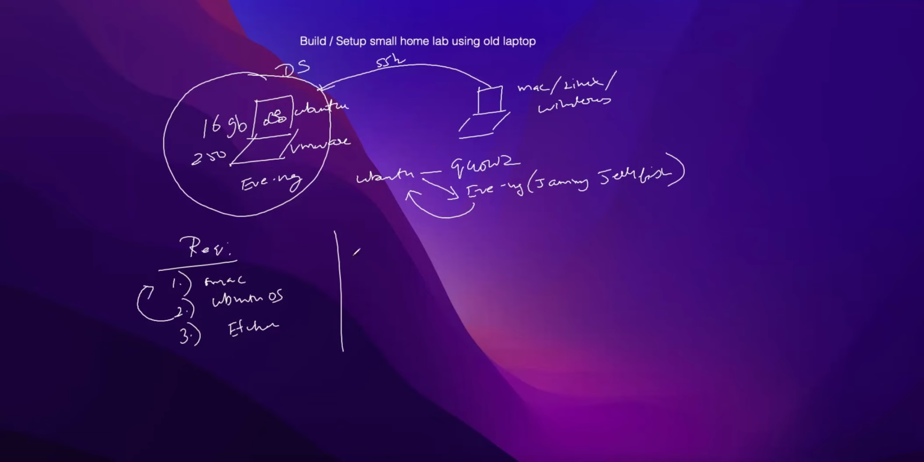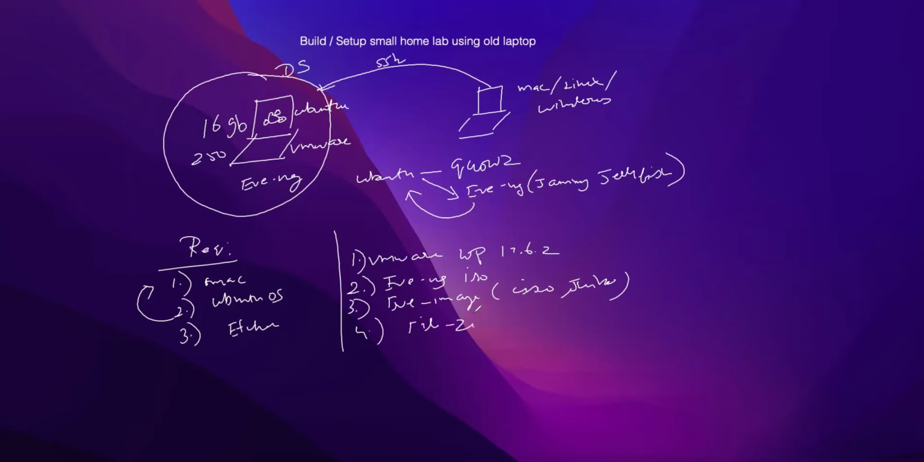the next step is to install VMware Workstation Pro, version 17.6.2, and the EVE-NG ISO. Third, EVE-NG images, say for example Cisco and Juniper. And fourth, we need FileZilla.